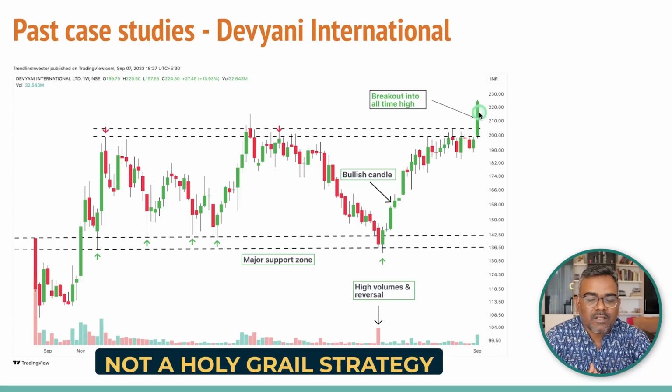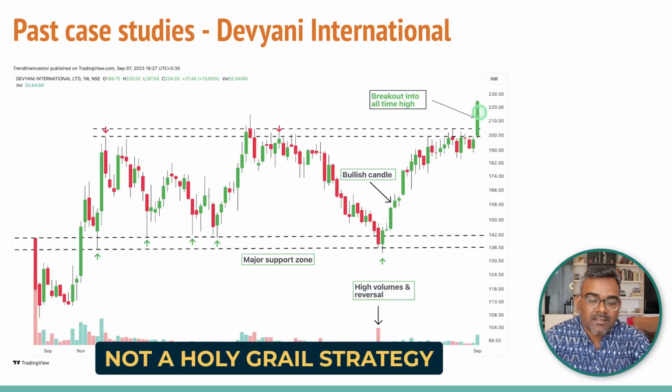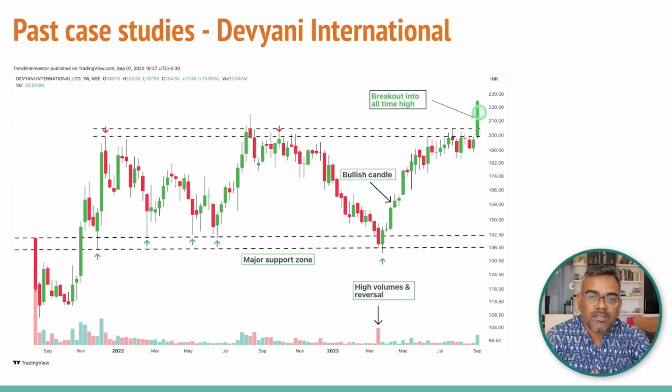Now, this is not a holy grail strategy, so let me make that clear. There will be some times that you have to book losses, but the times when the stock does well, it can reward really well. Like in this case, the stock went up almost from 150 odd levels to almost 224 levels, right? So that's a very good run in just probably a few months. So we're going to discuss such stocks and the rules to identify such cases, right?